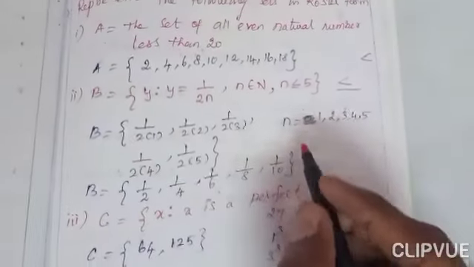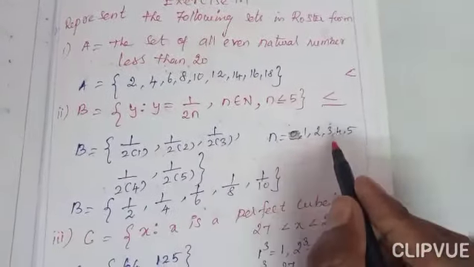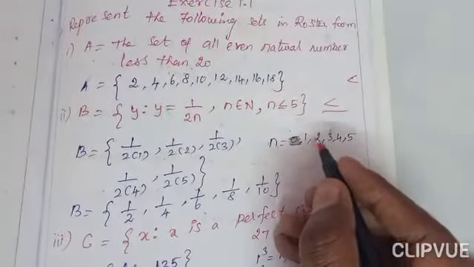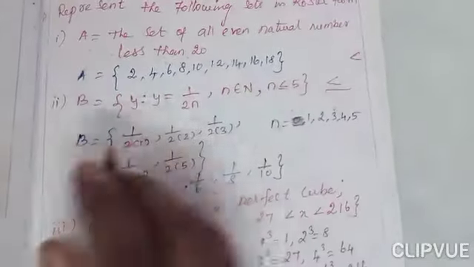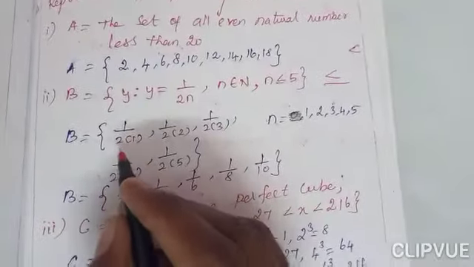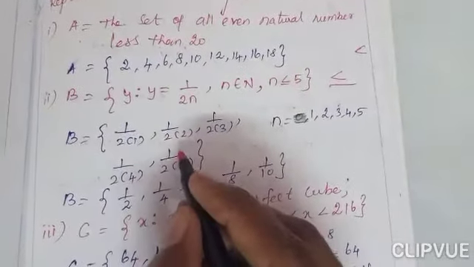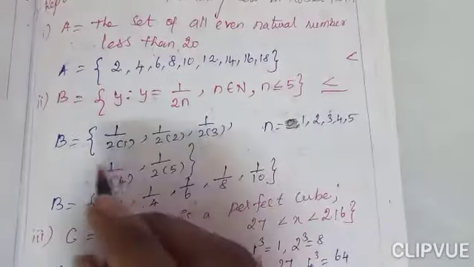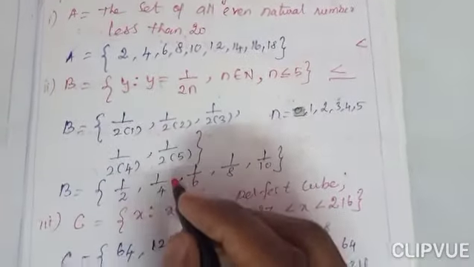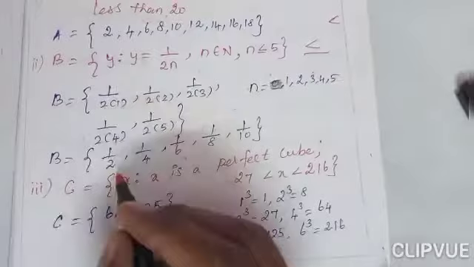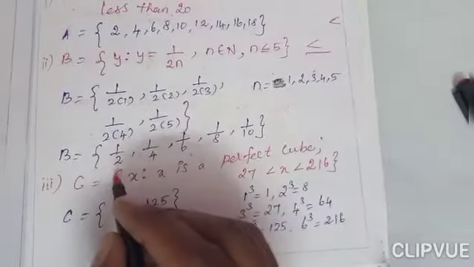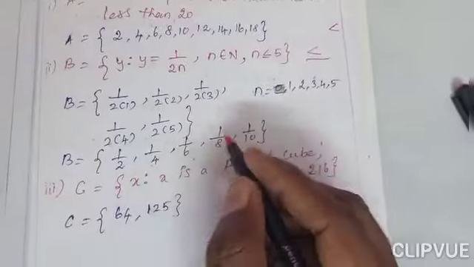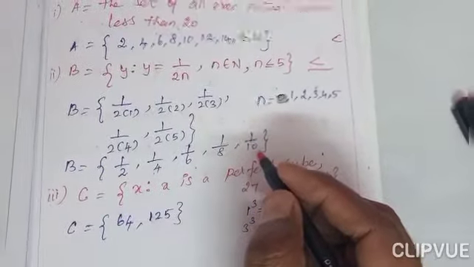So first we list the elements of n. What are the numbers? 1, 2, 3, 4, 5. These n values we are going to substitute in the formula, the rule they have given. So we take 1 by 2 into 1, 1 by 2 into 2, 1 by 2 into 3, 1 by 2 into 4, 1 by 2 into 5. So 2 ones are 2, 2 twos are 4, 2 threes are 6, 2 fours are 8, 2 fives are 10. So what are the elements in set B? 1 by 2, 1 by 4, 1 by 6, 1 by 8 and 1 by 10.